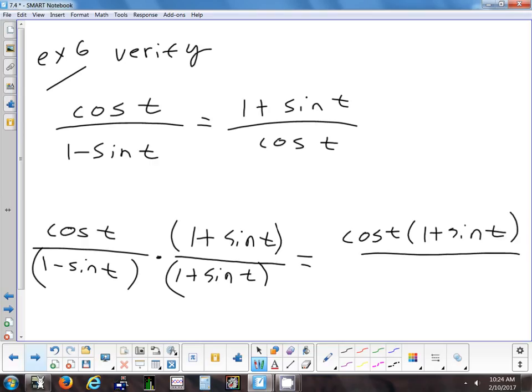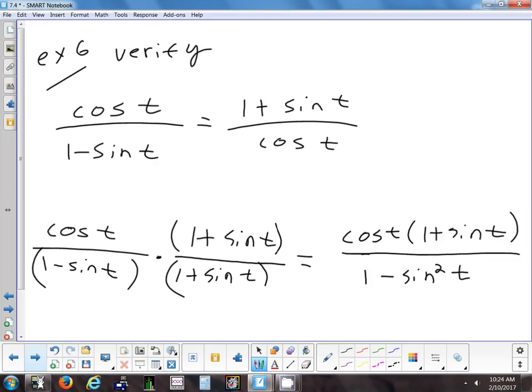And now the bottom, we'll multiply it out, because they're conjugates. Anytime you have conjugates, always multiply them out. So we have 1 times 1, which is 1. And then we've got 1 times sine and 1 times negative sine. What happens there? That cancels. What's a negative times a positive? Negative. Sine times sine, sine squared.